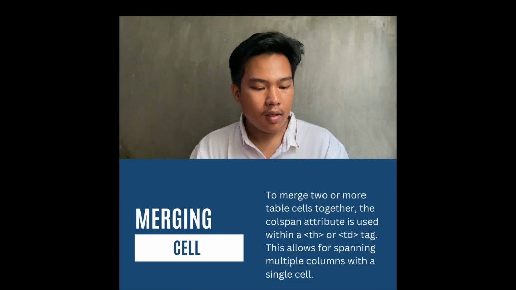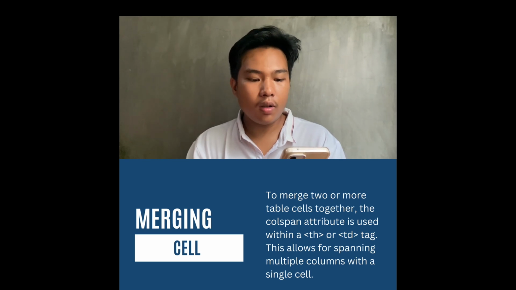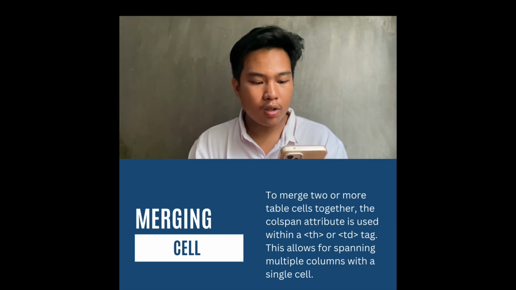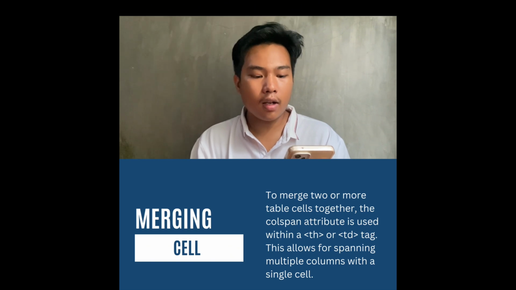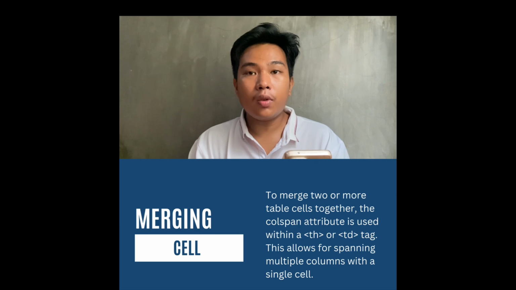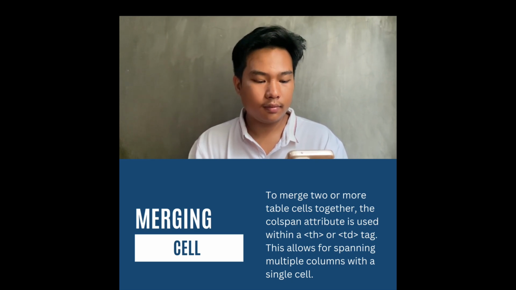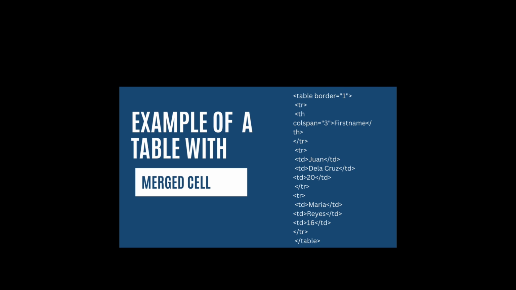Merging cells. To merge two or more table cells together, the colspan attribute is used within a <th> or <td> tag. This allows for spanning multiple columns with a single cell. Example of a table with merged cells.